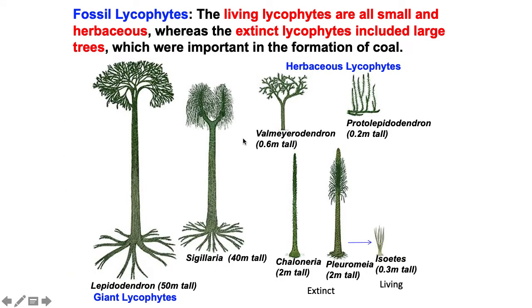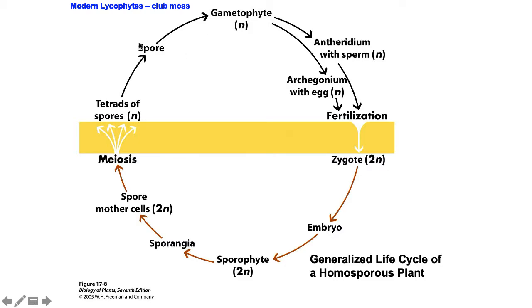So these are the fossil Lycophytes. Okay, they were very tall, tree-looking structures. Okay. Here's the life cycle for a club moss. It's very similar, but just note that they are homosporous, so they only produce one spore, which means that from that spore, both male and female gametophytes can be produced.